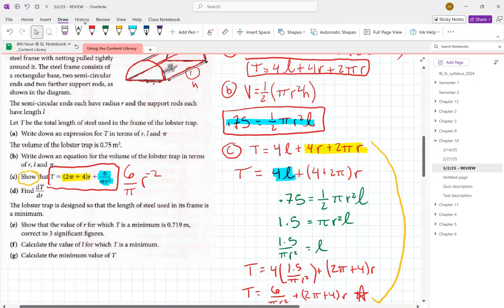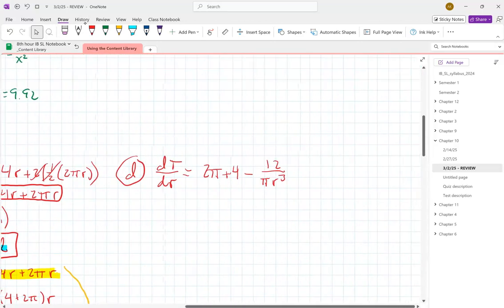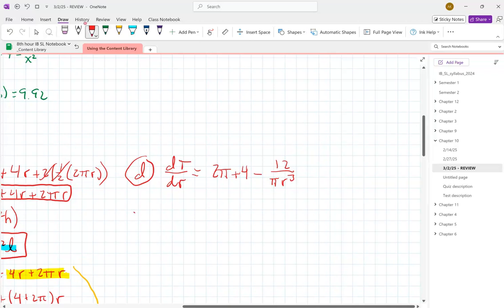It next says the lobster trap is designed so that the length of steel used in its frame is minimum. Show that the value of r for which T is minimum is 0.71 meters, correct to 3 significant figures. How would I want to do that? It says show that the minimum for T is 0.719.